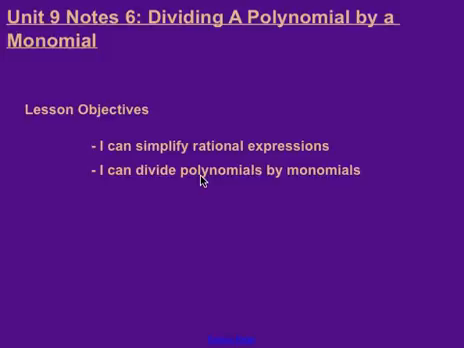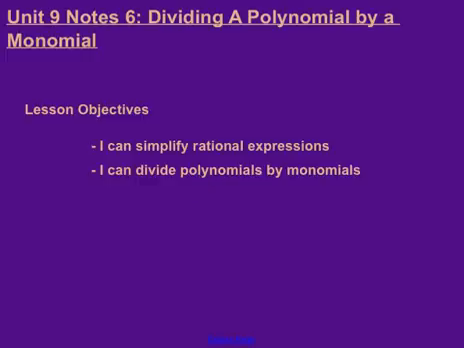Good morning. It's actually like 6:30 at night, but we're making a notes video, so it might as well be morning. Unit 9, Note 6, dividing a polynomial by a monomial. So we are simplifying rational expressions and doing a bunch of division.